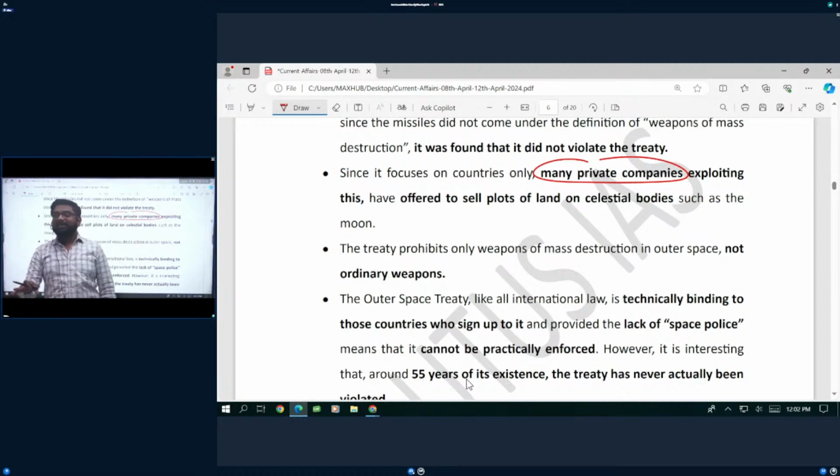This treaty was signed in 1960s. अब 1960s में countries were exploring the world, the universe. Private was not exploring. So this treaty does not bind private companies. So these are the loopholes of the treaty.